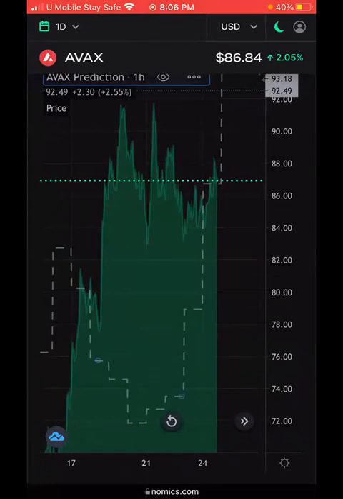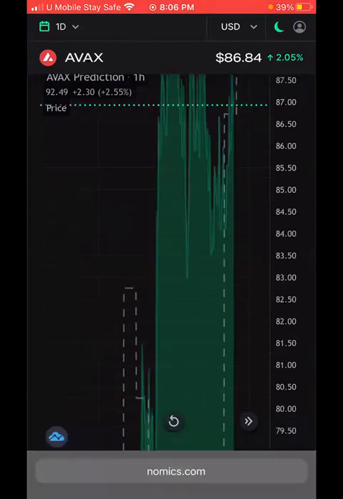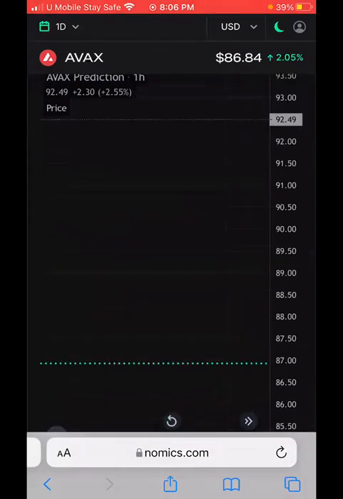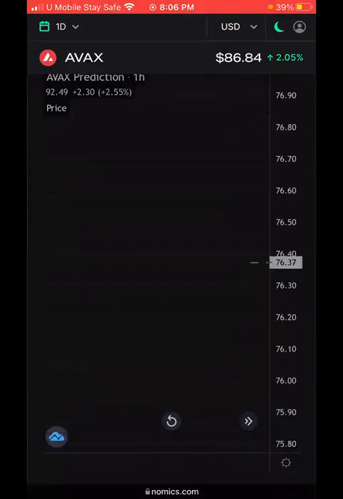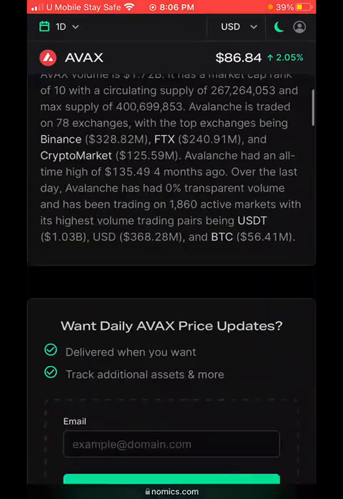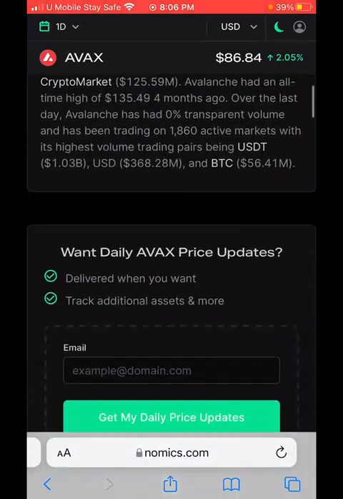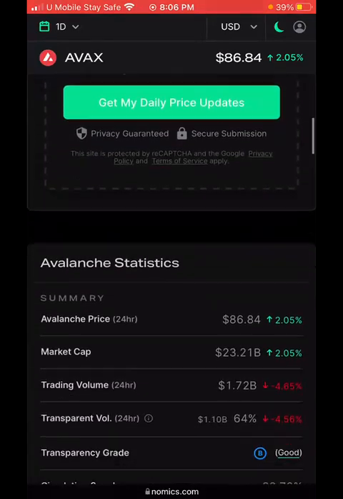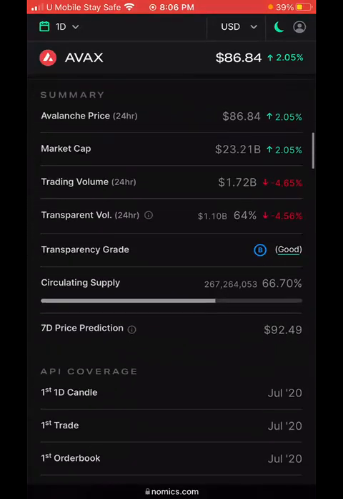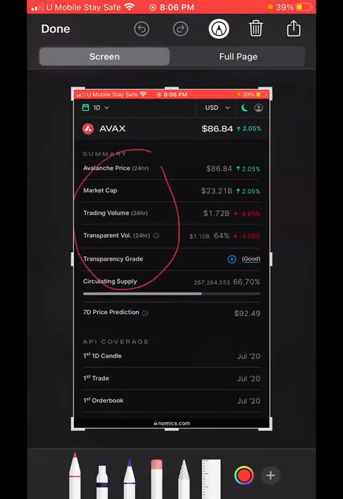Sorry, most of you that are watching, because I'm using my phone, that's why whenever you get to this chart, it always does like this. Okay, just hold on. Sorry. Then you scroll up. Right after "Get my daily price update", you start observing and you're going to see the prediction price, right after the market descriptions.